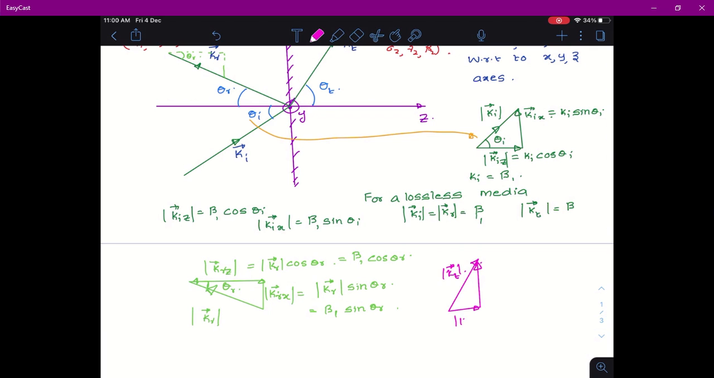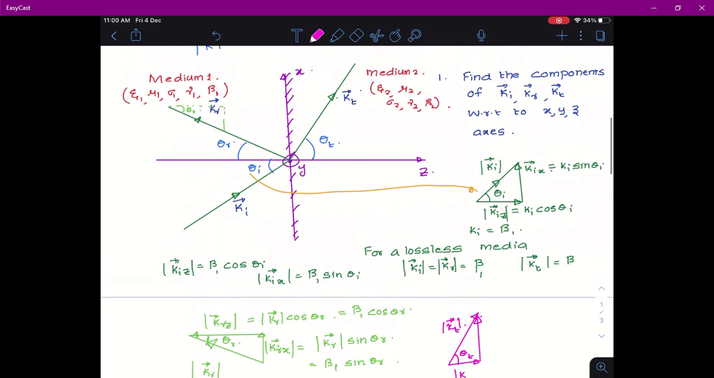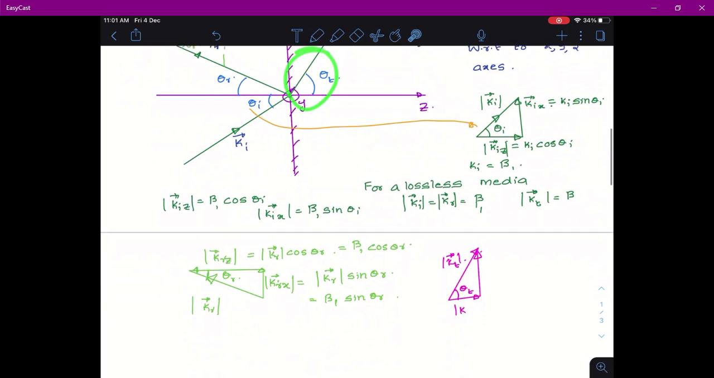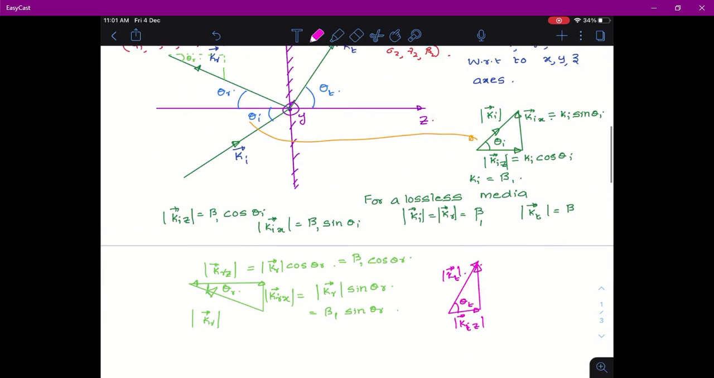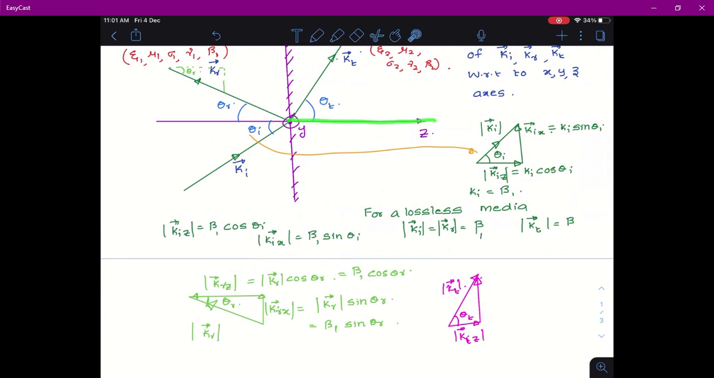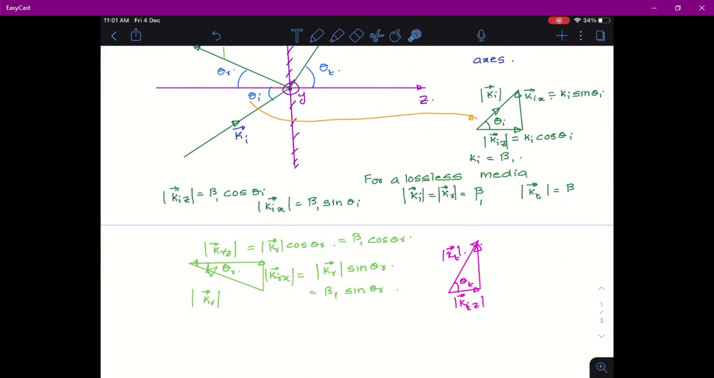Okay, so this angle is theta t. If you look at here, this is theta t. So I can write this as the magnitude of KTZ, because it is parallel to Z, the same direction as that of Z. And the one which is going up is KTX.